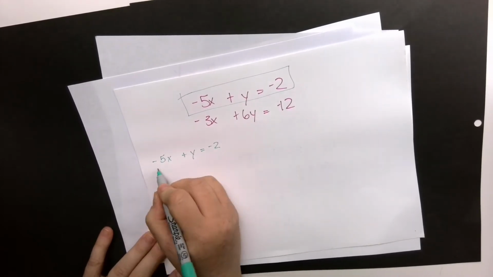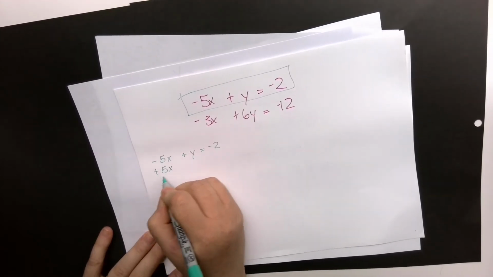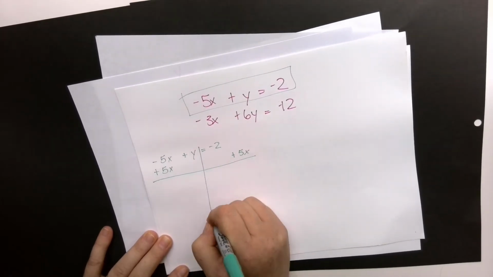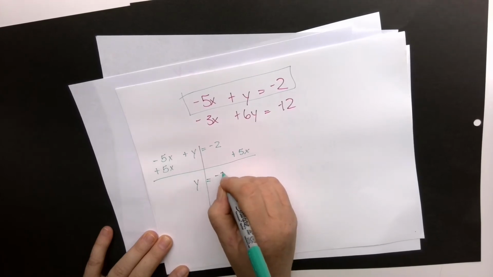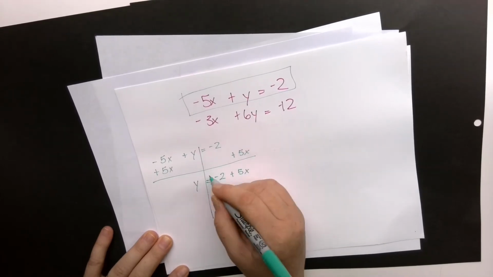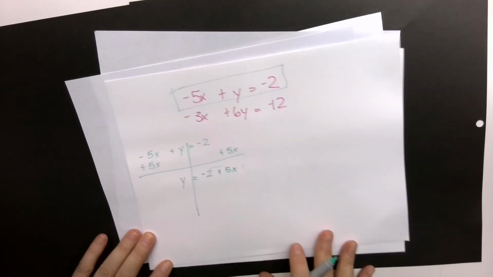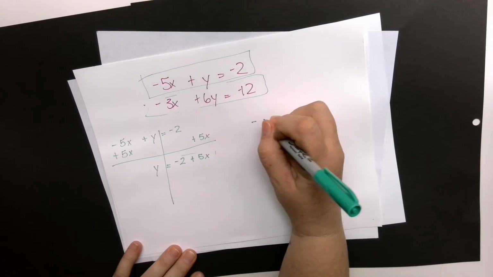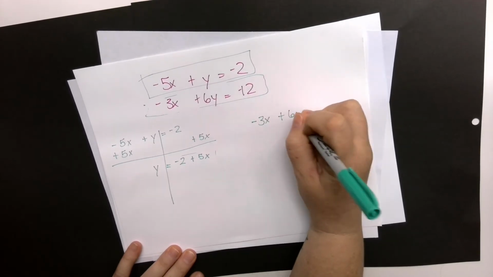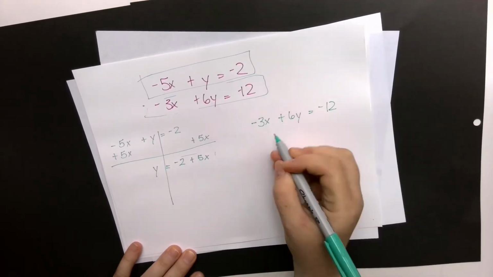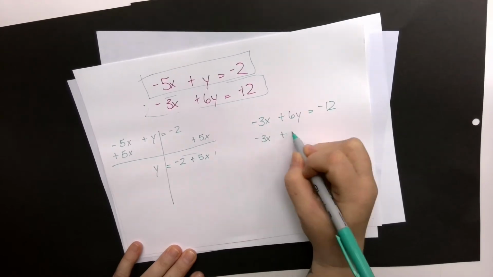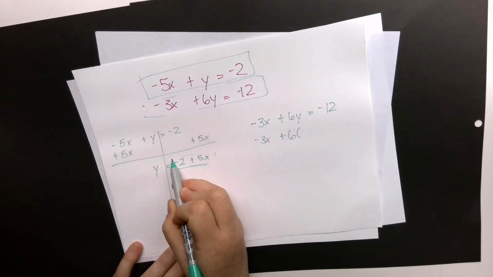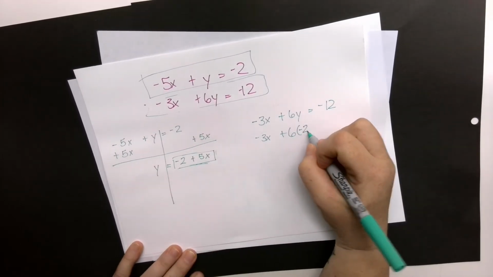And I'm going to put it into slope-intercept by isolating the y. So I'm just going to move the 5x to the other side. And I end up with y is equal to -2 plus 5x. And so now I have this nice definition for y, and I'm going to go back to my second equation here, and I'm going to substitute in that value. So -3x plus 6y equals -12. 6 times my value for y. Y is equal to this. I'm going to take that and write it here.